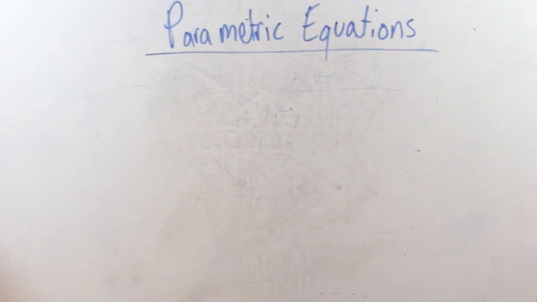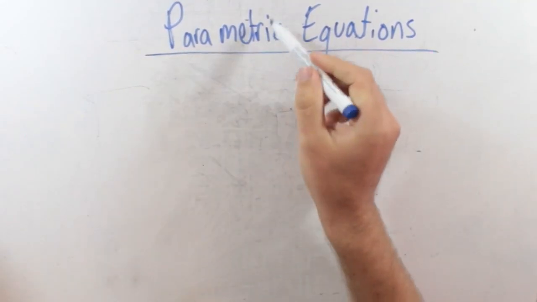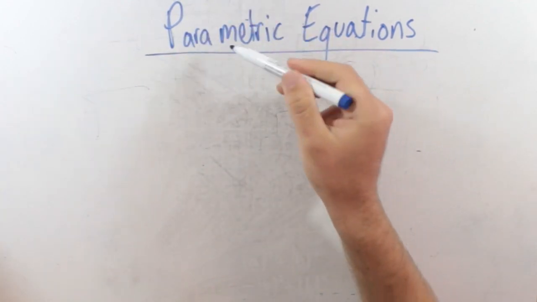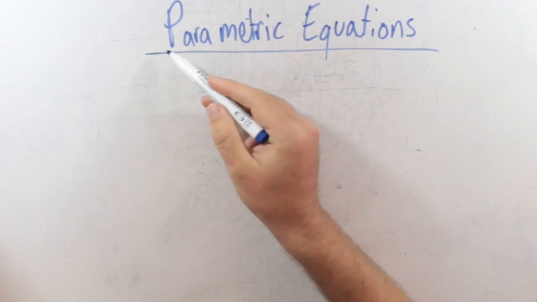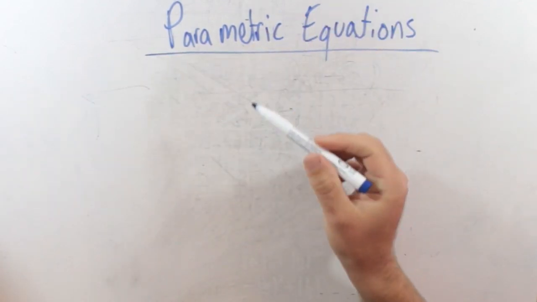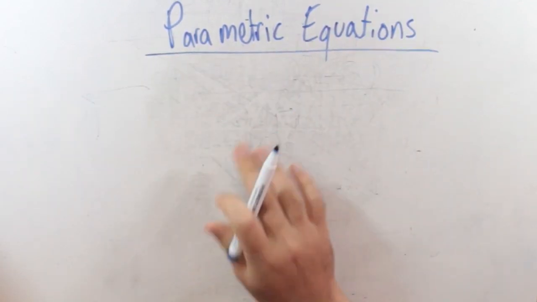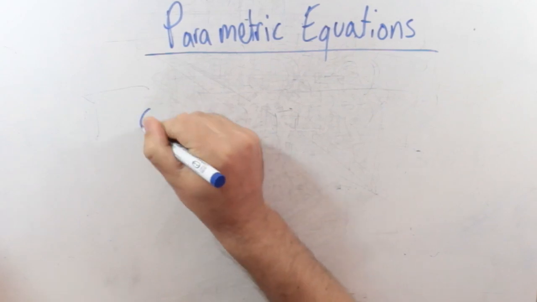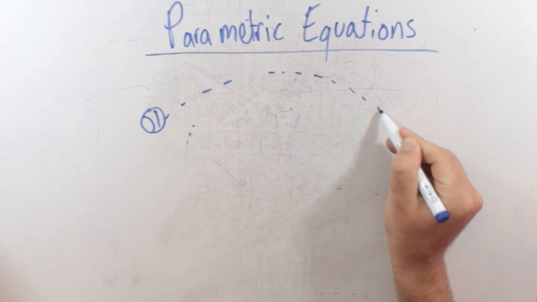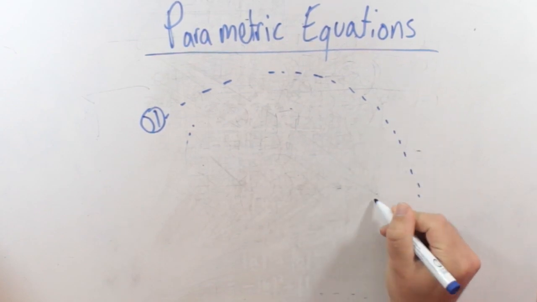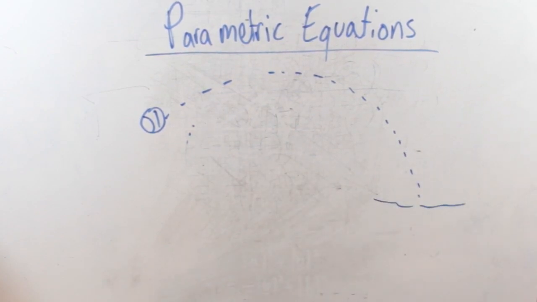Okay, today we're going to talk about parametric equations. Parametric means that we've got a new parameter, and often that parameter is t. I'll just give you an example. We've got a ball, we're going to throw that ball and it's going to follow this path and eventually hit the water down here.